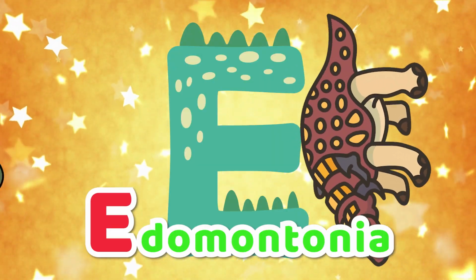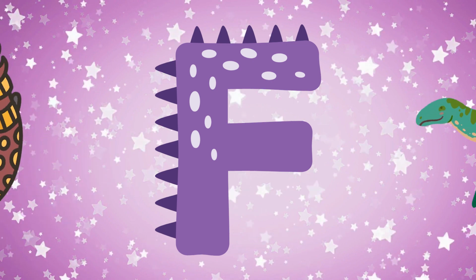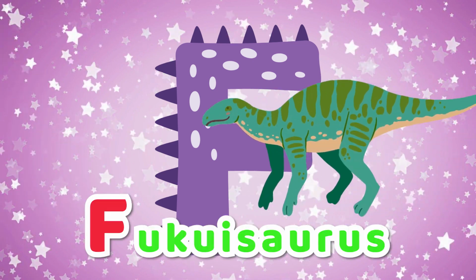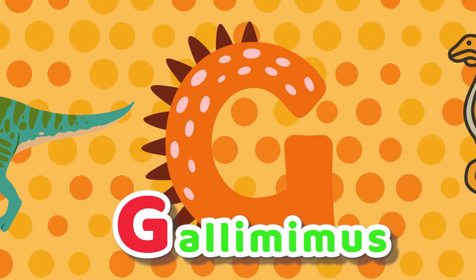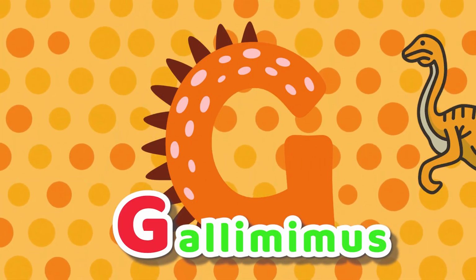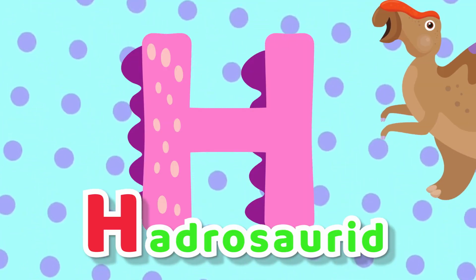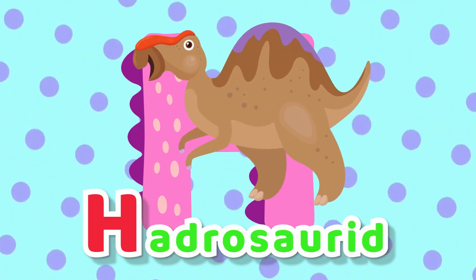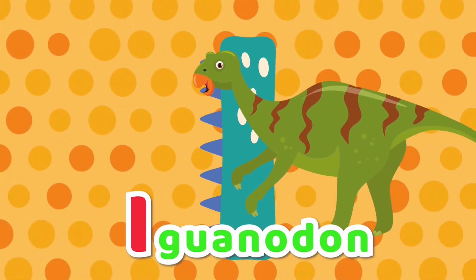E for Edmontonia. F for Fuchsosaurus. G for Gallimimus. H for Hadrosaurus. I for Iguanodon.